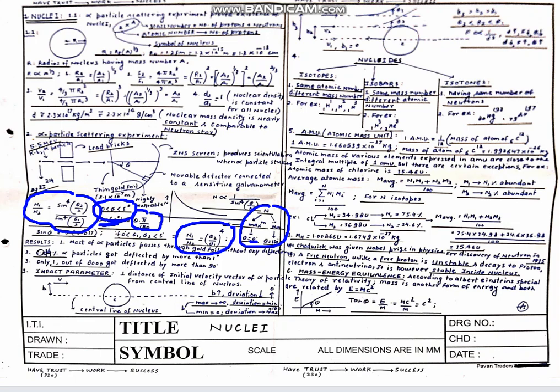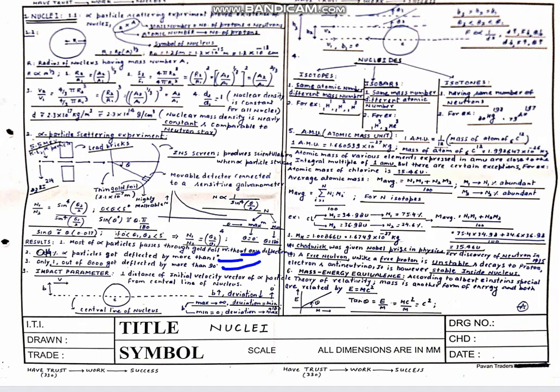Let's analyze the results of this particular experiment. So the results are that most of the alpha particles went straight without being deflected. Next, about 0.14% got deflected by more than 1 degree. Next, only 1 out of 8,000 got deflected by more than 90 degree.